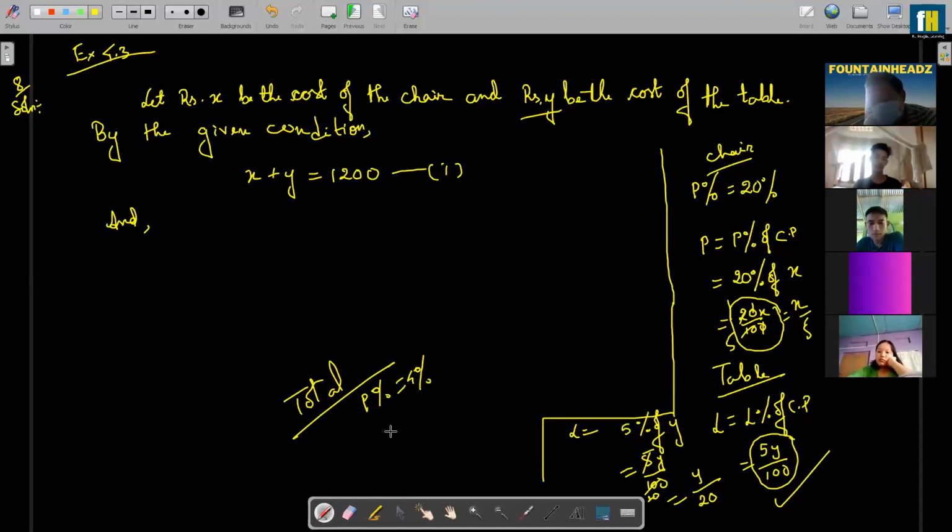Profit is calculated on the total cost price. You can add the cost prices and get the total. Profit percent of the total cost price: total cost price is given in the table. Profit of 4% is 4 by 100 of the cost price.